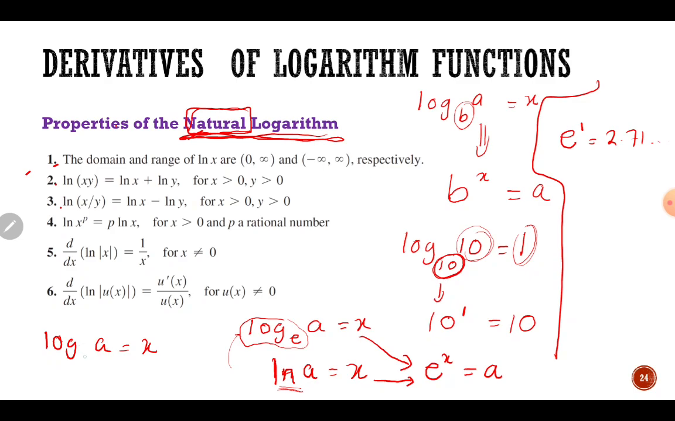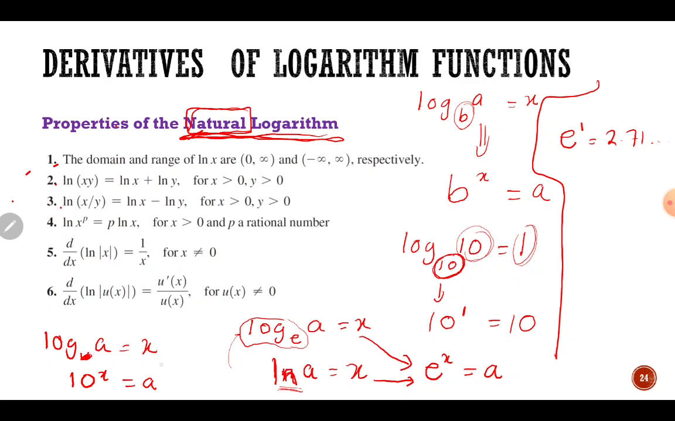Okay, apa-apa, ada apa base dia? It is understood ni adalah base 10 sebenarnya. Maksudnya yang ni, this thing is 10 to power of X is equals to A. Dia tak letak base apa. So there are two things lah. Kalau ln ni maknanya dia adalah log base E. Kalau log tak ada base ni maknanya dia adalah log base 10.